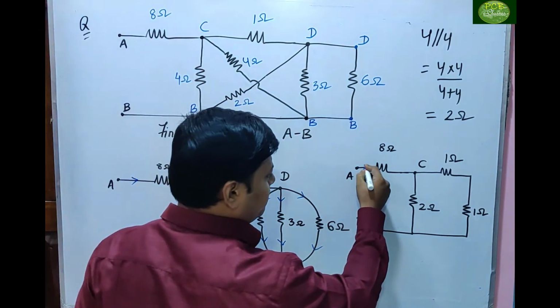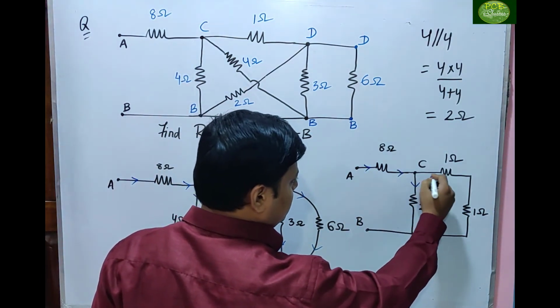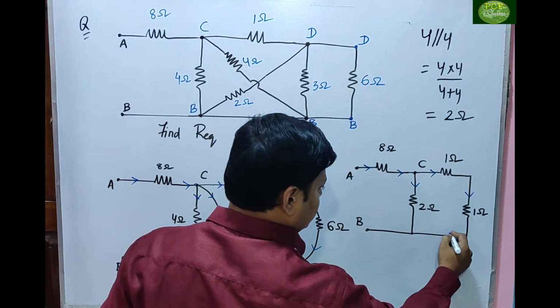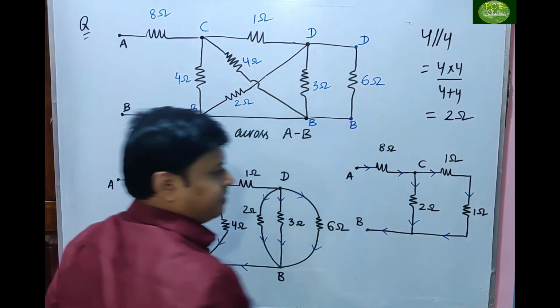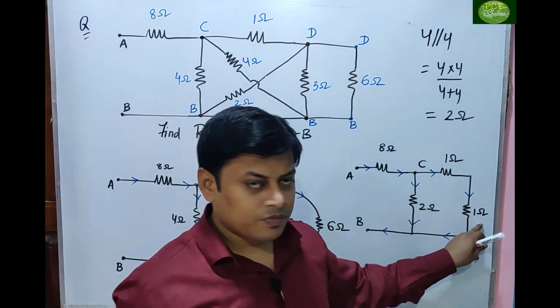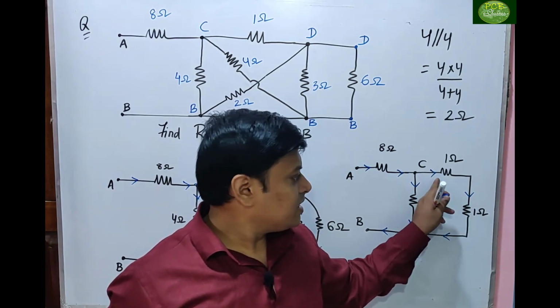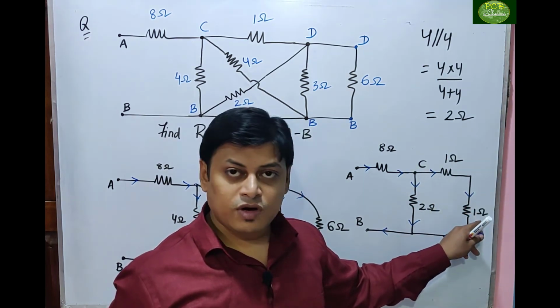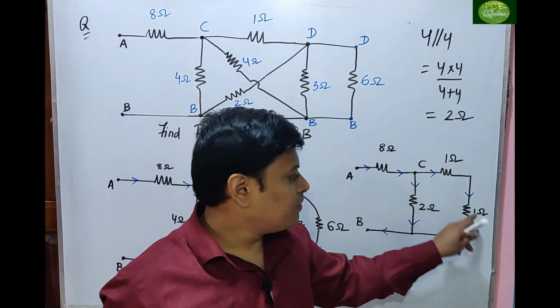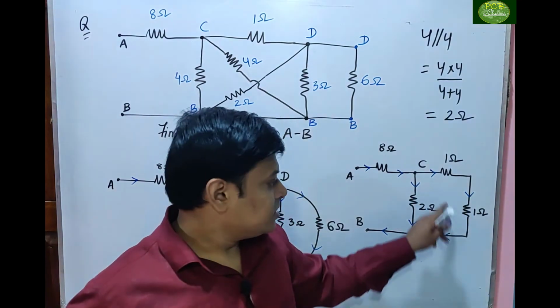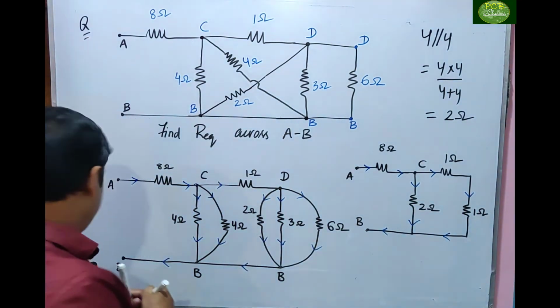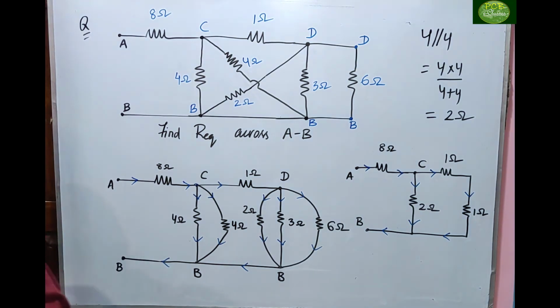As usual, what will be the current direction? This one divided, comes back to the B. Now see here, 1 ohm and 1 ohm connected back to back, and the current flowing in the 1 ohm, both the 1 ohms are same. So 1 ohm and 1 ohm are in series. So what we will get? What is the replacement we will be doing?